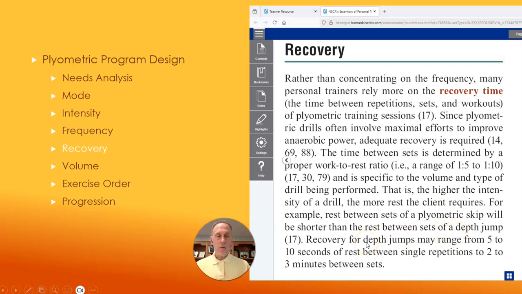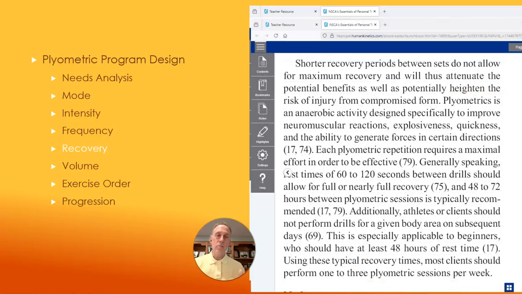When they talk about down here, recovery for depth jumps might range from 5 to 10 seconds of rest between single repetitions. So you do your depth jump where you step off your one plyometric box, hit the floor, and then jump onto the next box or jump up nice and high. You would do one of those and then rest about 5 to 10 seconds and do your next depth jump. After you've done your set of 5 or whatever it is, then you're going to recover for 2 to 3 minutes. So, plyometric training, you have to allocate some time for this.